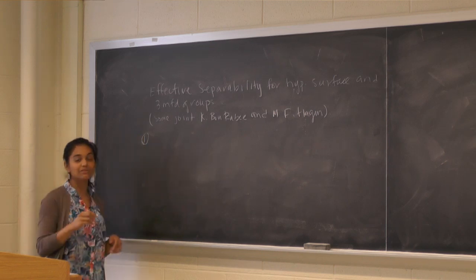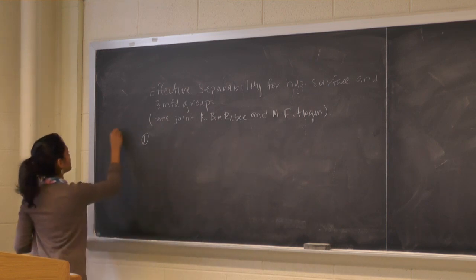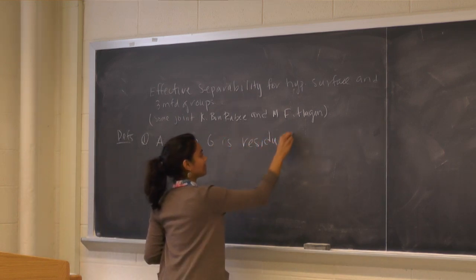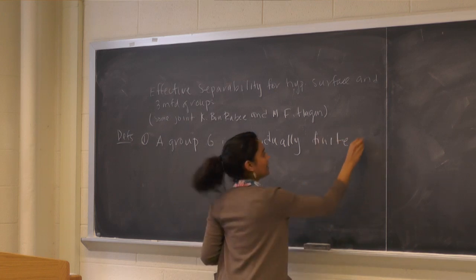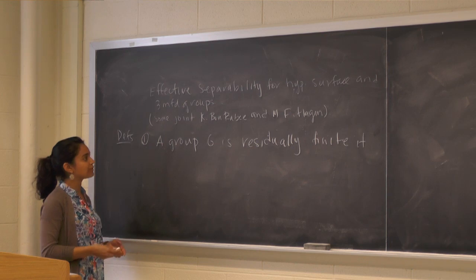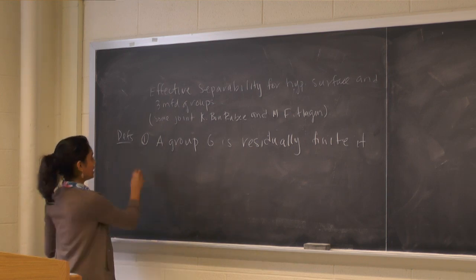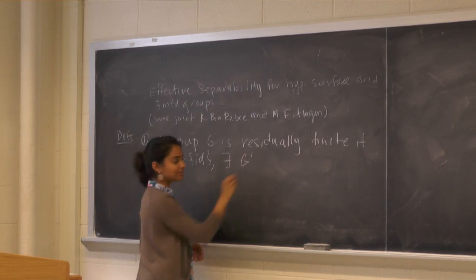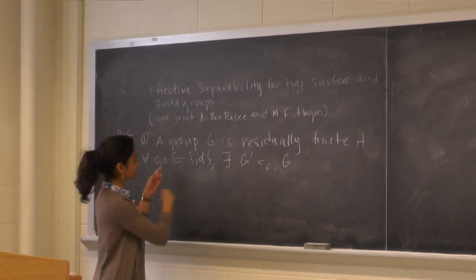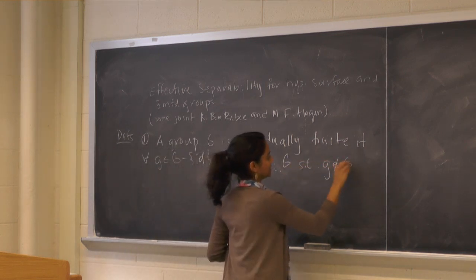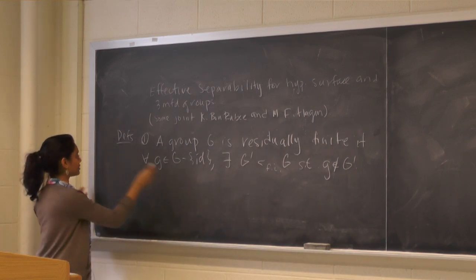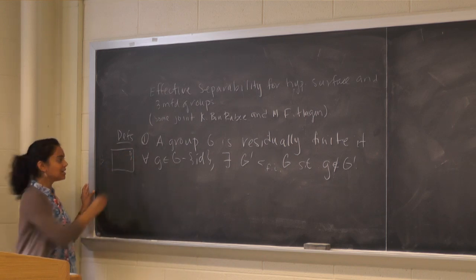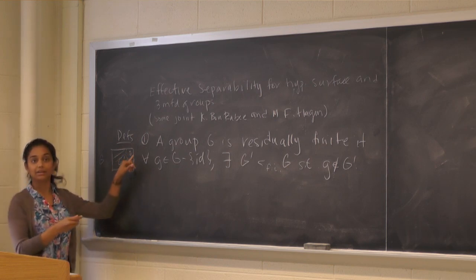The first definition I'll give is what it means for a group to be residually finite. A group G is residually finite basically if I can separate any non-trivial element from the identity with a finite index subgroup. So for every non-trivial element in the group there exists G prime, a finite index subgroup of G, that's missing this element, such that g is not in G prime. Just a little cartoon to keep in mind here: if this is a group G, and I take my element little g, I can produce a big finite index subgroup that misses that element.